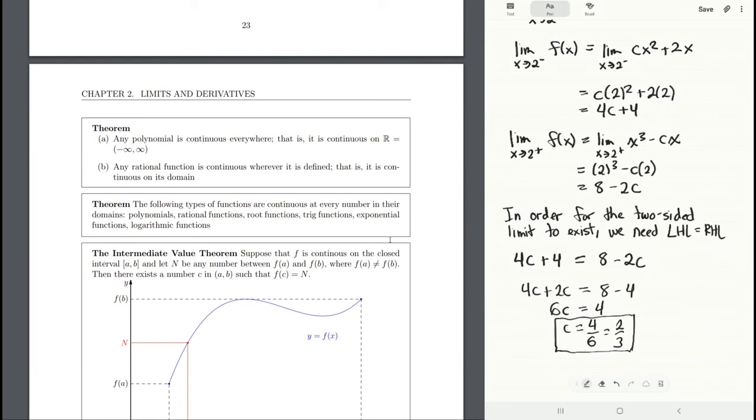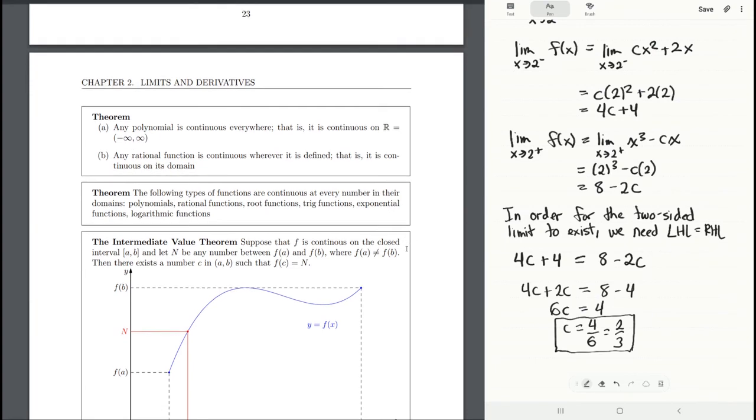So any polynomial is continuous, and it's continuous on the entire domain. So it's continuous on all real numbers, and any rational function is continuous wherever it is defined. So it is continuous on its domain. Then the following types of functions are also continuous in their domains. So this will include the two that we've mentioned already. It will also include the root functions, the trig functions, the exponential functions, and the logarithmic functions.